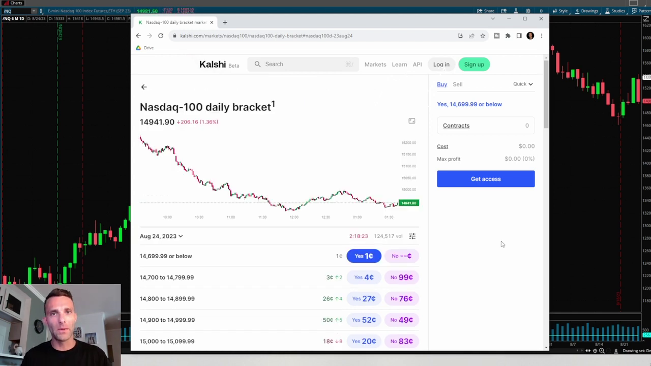So those are some great examples on how to trade bull flags on the S&P 500 and the NASDAQ 100 daily chart using event contracts on Kalshi.